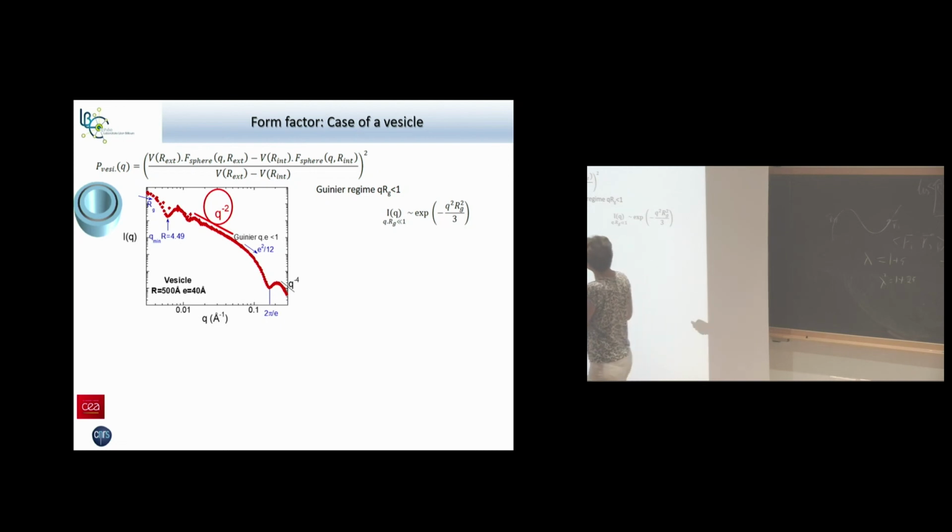Here is the form factor of a vesicle. A vesicle is simply 2 spheres, one inside another one. And we can calculate the form factor.